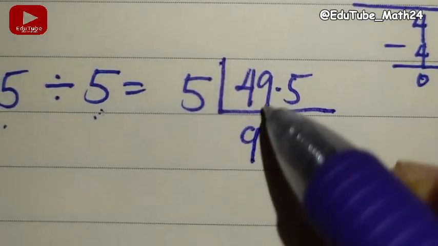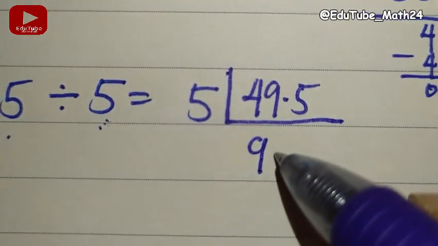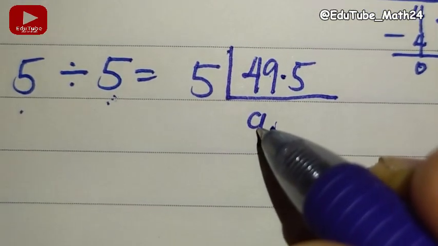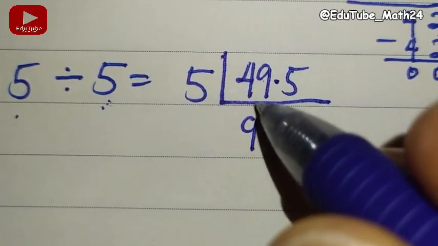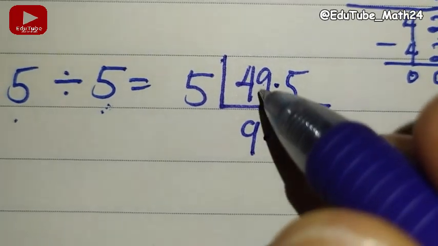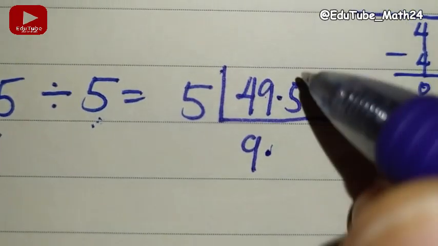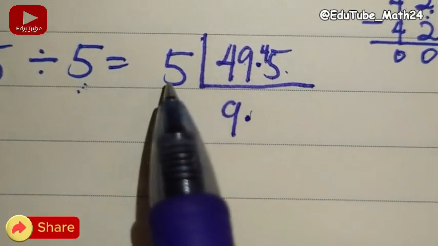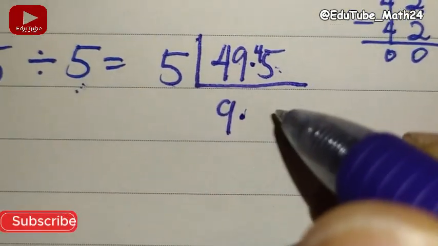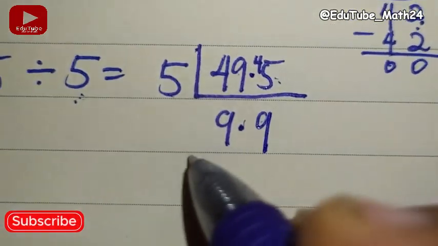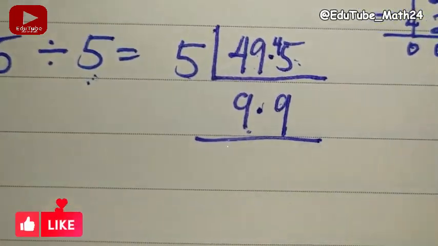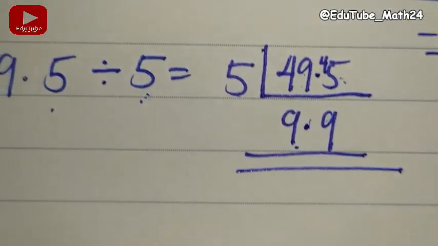9, because 5 times 9 is 45 with a remainder. So I'll bring down my point because 5 in 49 is 9. So I'll bring down my 9. So 5 times 9 is 45. If I take away 45 from 49, I'll be left with 4. So if I put the 4 beside my 5, that will make it 45. So 5 in 45 again, that will give me what? 9. So that means 5 in 49.5 will give me what? 9.9, which is my answer.